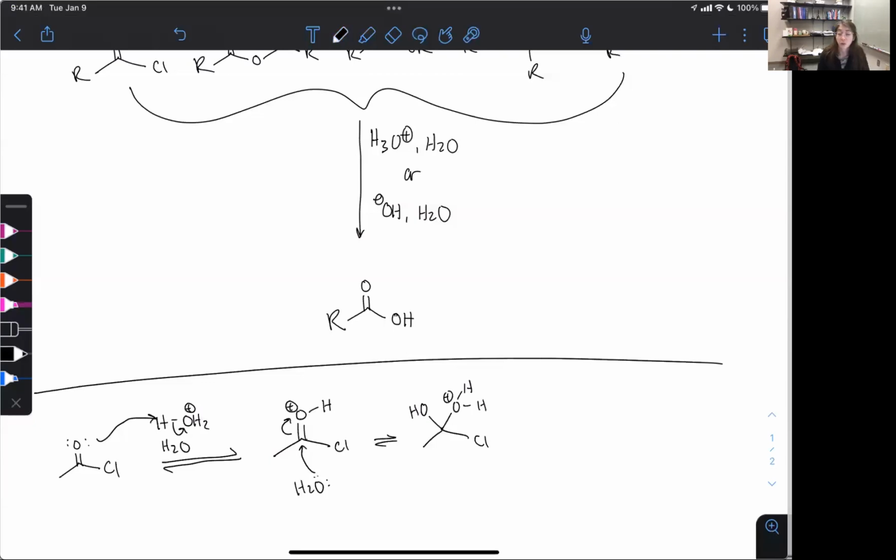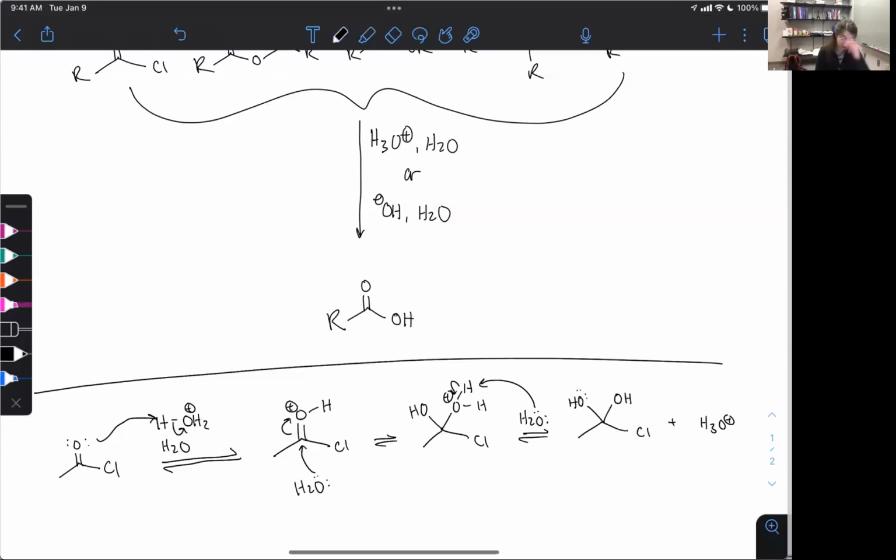Okay, so I can go through this intermediate. I can have water deprotonate that to get to a neutral structure. Now I'm pretty much at a tetrahedral intermediate. We know what to do with those. We want to reform a carbonyl and kick off a leaving group.